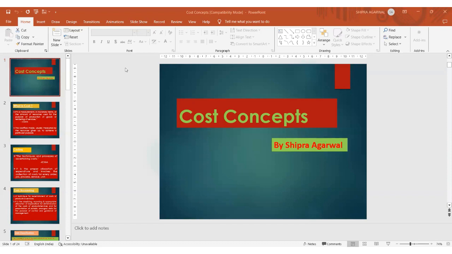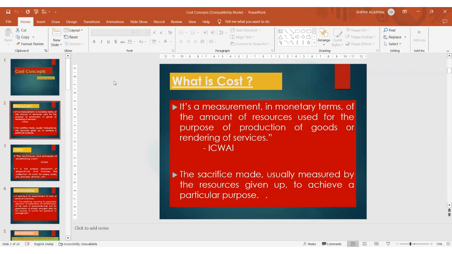So today we'll be starting with the cost concepts. When we are talking about the cost concept, let's first try to understand the different terms related to cost.